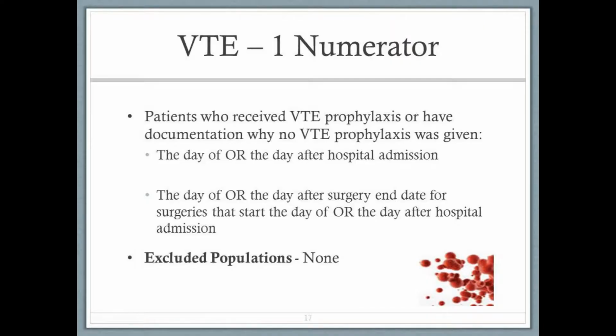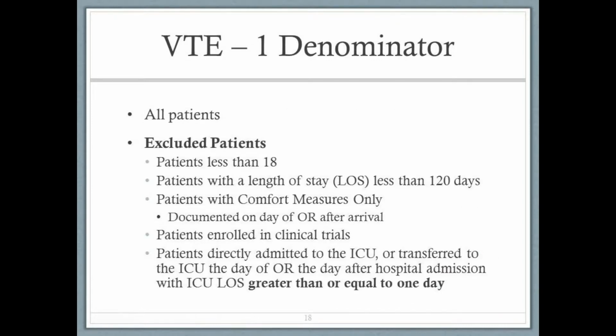So in VTE1, the numerator are patients who receive VTE prophylaxis or have documentation as to why no VTE prophylaxis was given. And this has to occur on the day of or the day after hospital admission, or the day of or the day after surgery end date for surgeries that start the day of or the day after hospital admission. And there is not an excluded population for the numerator. And your denominator is all patients.